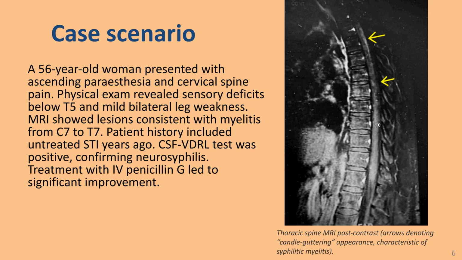MRI of the spine shows lesions consistent with myelitis, which is inflammation of the spinal cord, extending from the C7 level in the lower cervical spine to T7 in the mid-thoracic region. This is extensive involvement, spanning multiple spinal segments.